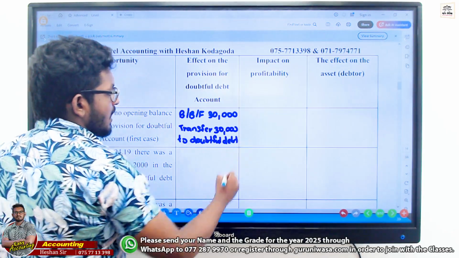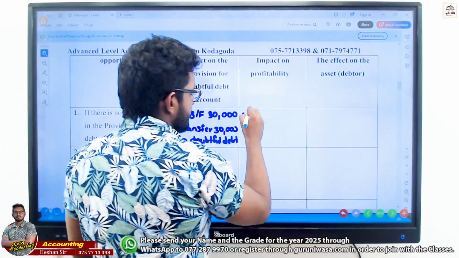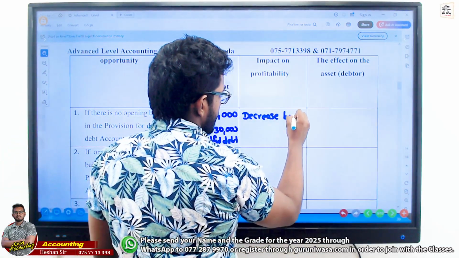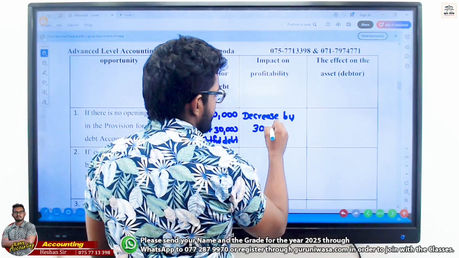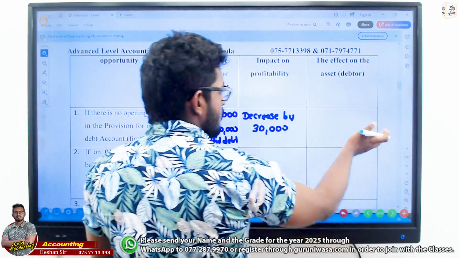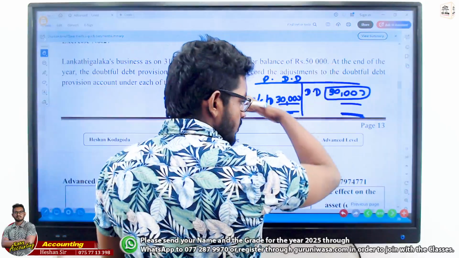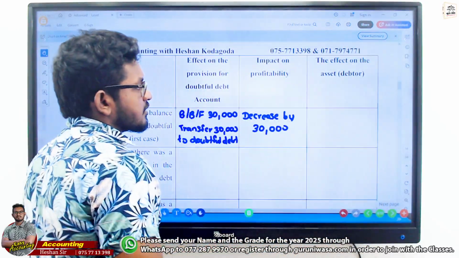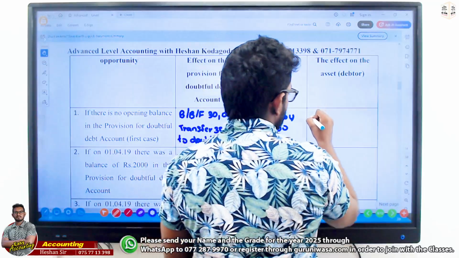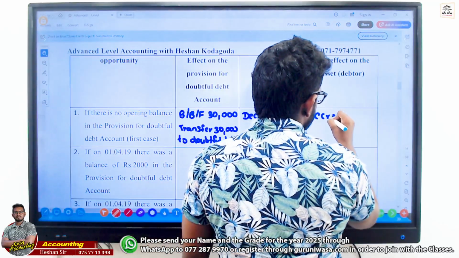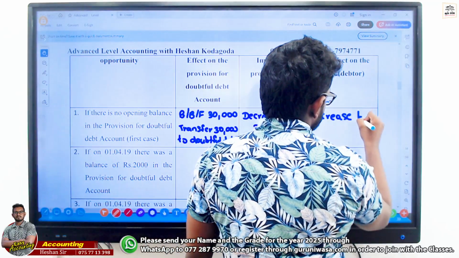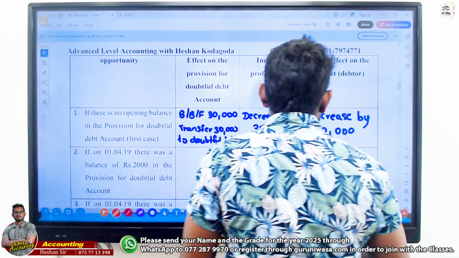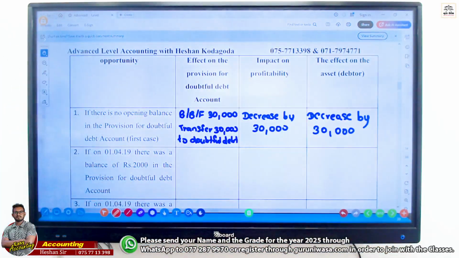Impact on profitability: profitability decreased by 30,000. Why? Profitability means the profit, because we transfer 30,000 from here to the doubtful debt account. The doubtful debt account will decrease the profit. Effect on debtors: debtors also decrease by 30,000. From the year end value, we identify debtors also decreased by 30,000, right?